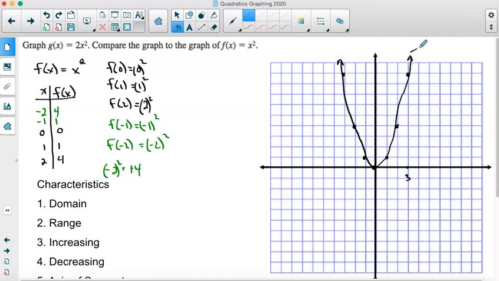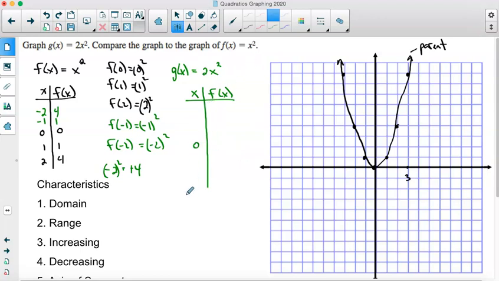So this is the parent function, right? This is the most basic of all my quadratic functions here. F of x equals x squared. Alright, so now the other one here is g of x equals 2x squared. Again, I'm going to make myself a little table here. These first few are going to take a little longer, but as you get used to it, it'll be a little easier. Alright, so I'm going to plug in 0, so same rules apply.